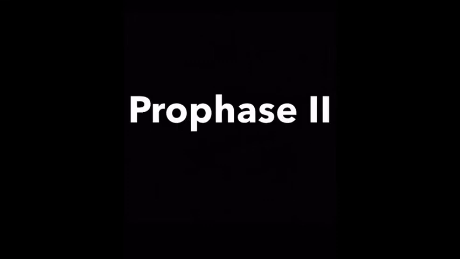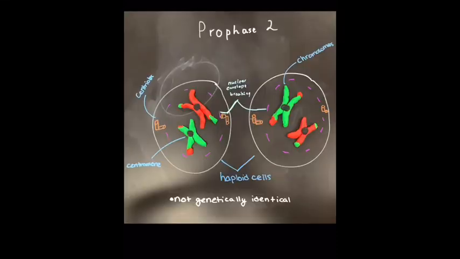We are now in meiosis 2, beginning with 2 haploid cells. This begins with prophase 2. In prophase 2, 3 important steps happen in the 2 genetically unidentical haploid cells. First, the chromatin condenses into chromosomes. Next, the nuclear envelope breaks down. Finally, the spindle begins to form.